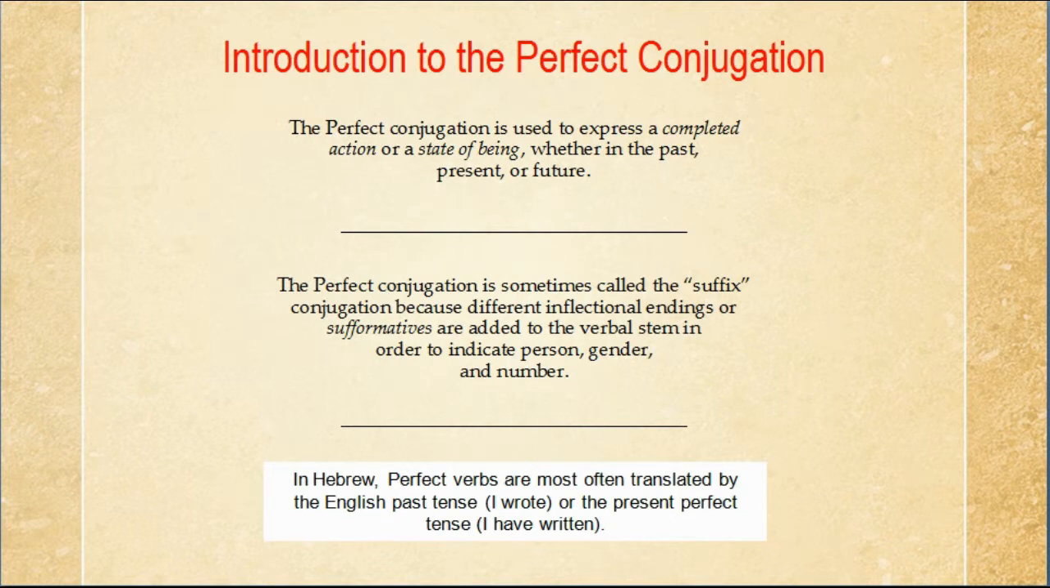Now, let's talk a little bit about the perfect conjugation. We talked in chapter 12 about how there are different conjugations out there, and we talked about them not really being times or tenses as we are used to thinking of them in English, but really speaking about the aspect or kind of an action. Well, the perfect conjugation, which is what we're studying in this chapter, is used to express a completed action or a state of being, if it's a stative verb, whether that action occurred in the past, in the present, or in the future.